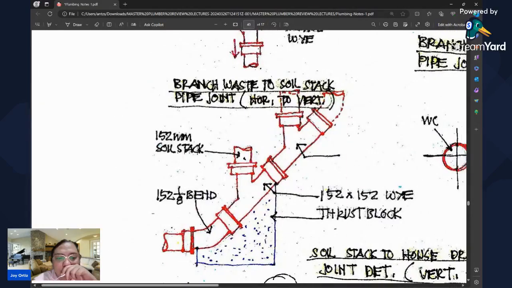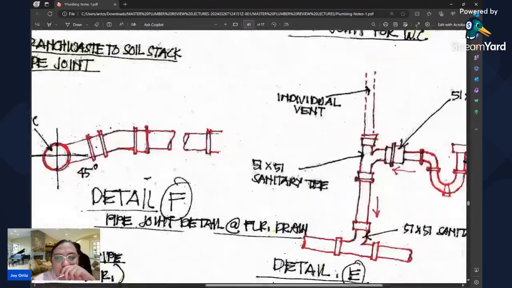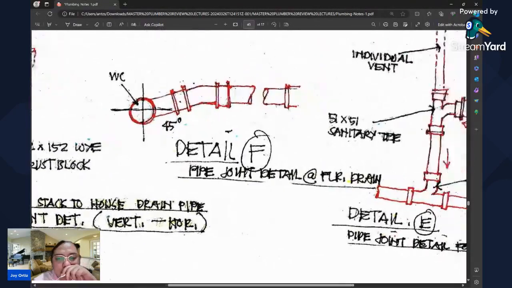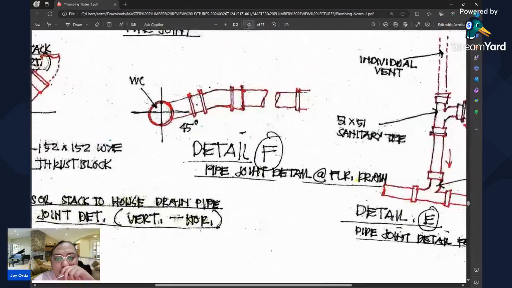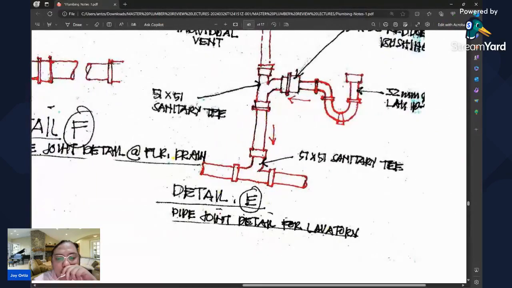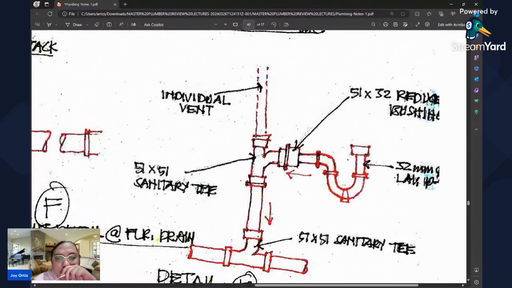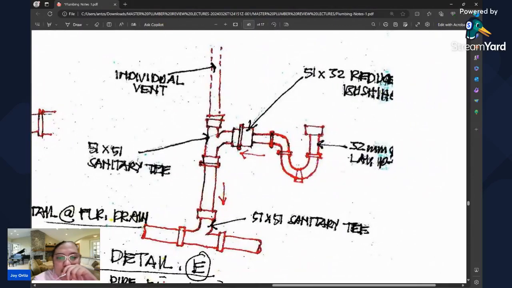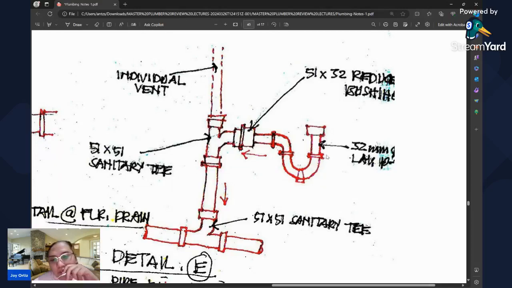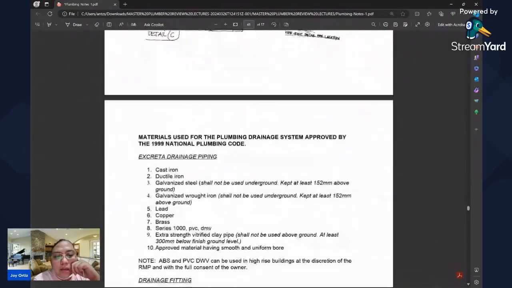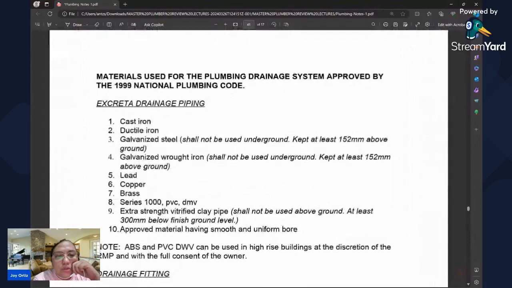So, 152 1/8 bend. And this one is the pipe joint detail for a floor drain. This is a sample. And this is a sample pipe joint detail for a lavatory. So this is the trap. There is a trap here, so this will be the source for this part. 32 millimeter. Okay, so anyways, let's discuss it later in planning and so on, in the next topics.